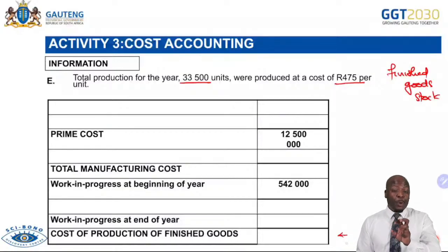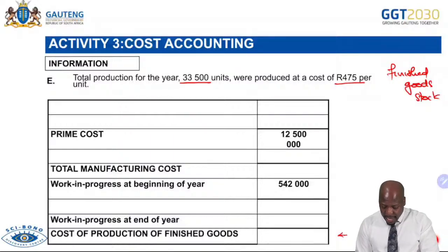Normally you do a finished goods stock account, a ledger account. That's another option that the examiner can bring you: a calculation of the cost of production of finished goods. But in this case, we are given the units and the cost per unit. So we'll come to the bottom here and say your 33,500, and then you multiply it by 475.